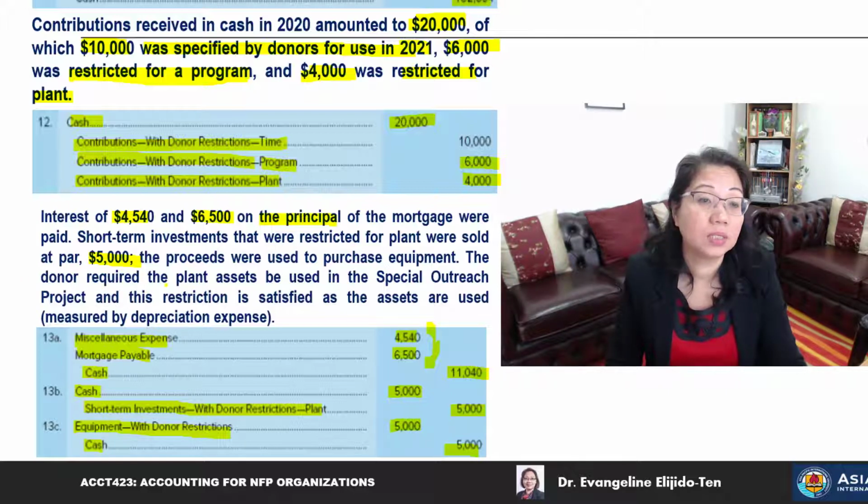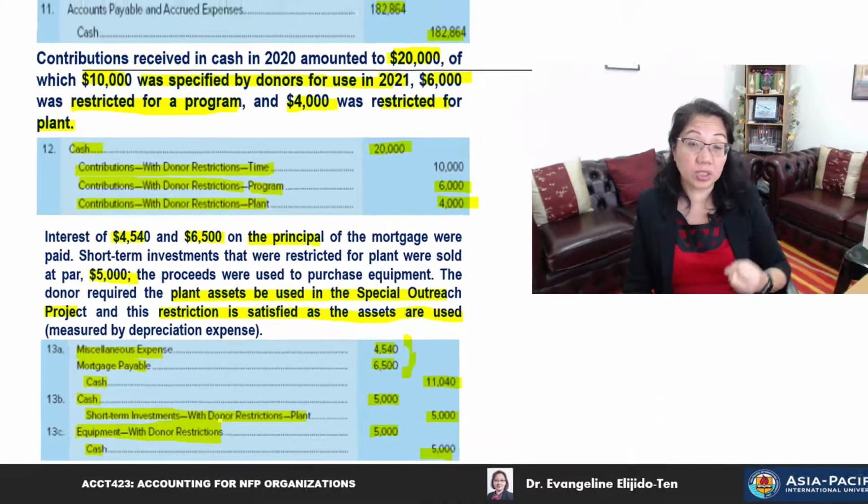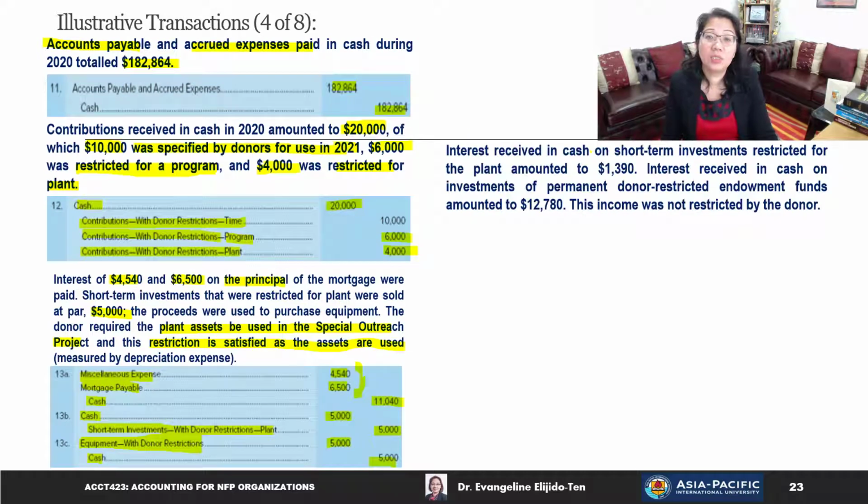All right, because it says there, the donor required the plant assets to be used in the special outreach, and this restriction is satisfied as the assets are used. But for now, the equipment is not being used yet. We just purchased it.